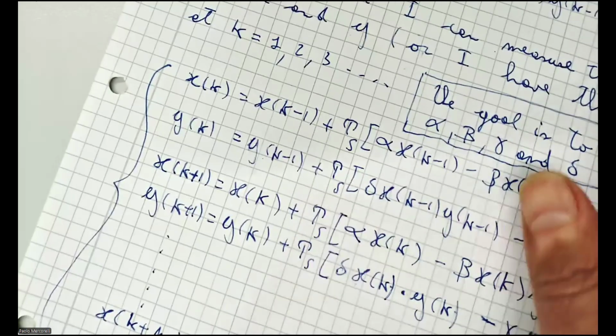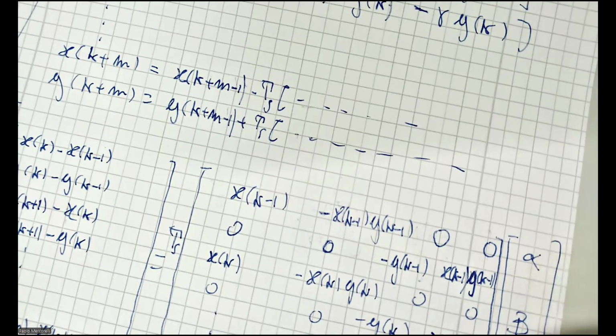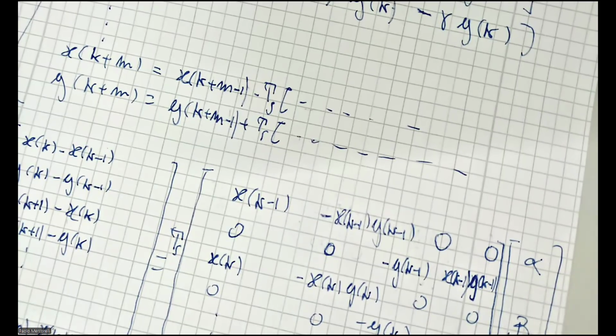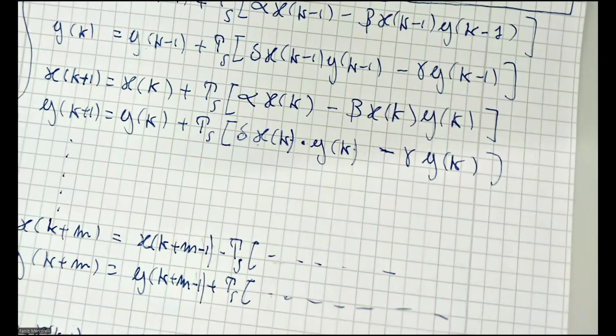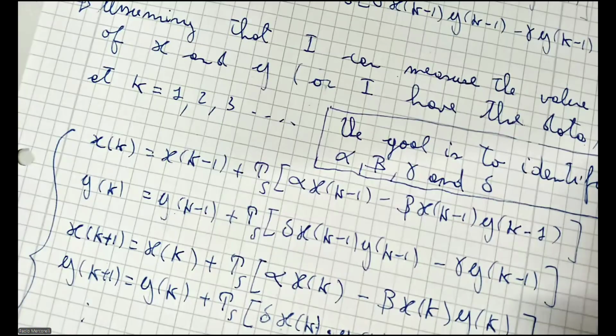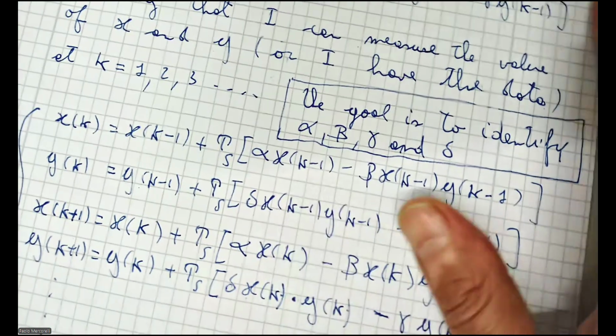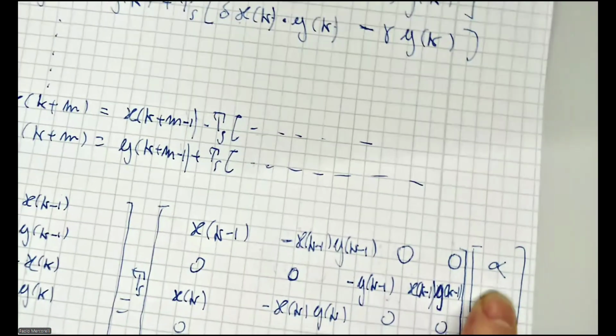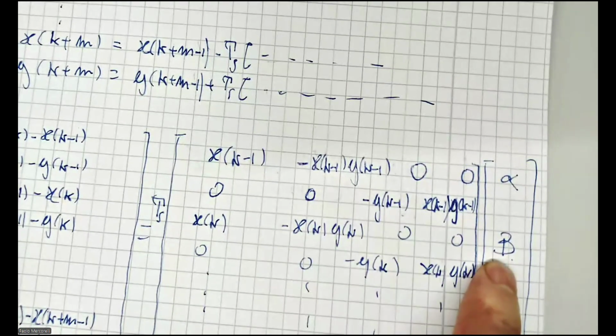But what is the everything? Let me say, I can put in evidence the vector theta, alpha, beta, gamma, delta. And of course, this matrix here multiplied by this vector here will generate this information here. We can check. Look, x of k minus 1 is multiplied by alpha. This element here is multiplied by beta. TS is everywhere. We can see from here.